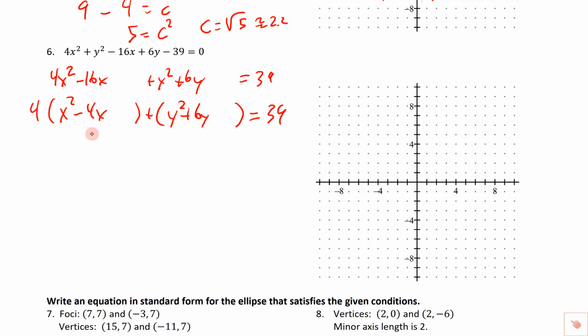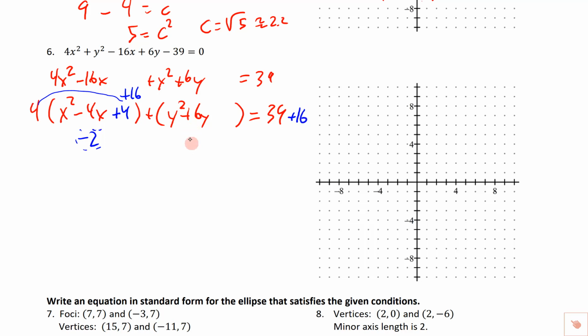Next thing I'm going to do is I'm going to take half the middle coefficient, so that's a negative 2. I'm going to put a little circle around that because I'm going to use it again. I square this, so that's going to be a plus 4. But then I have to keep in mind that by adding 4 inside the parentheses, what I've really done here is I've added 16 on this side. So I'm going to compensate by adding 16 over on this side.